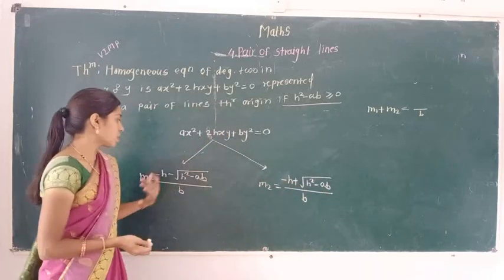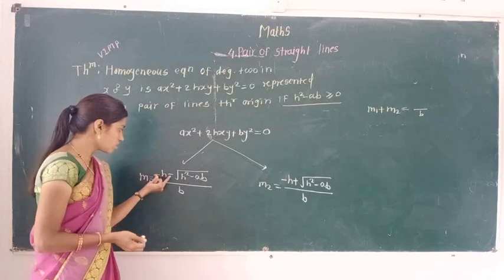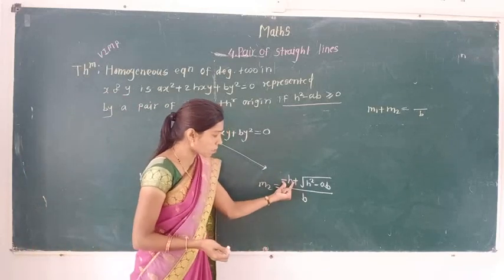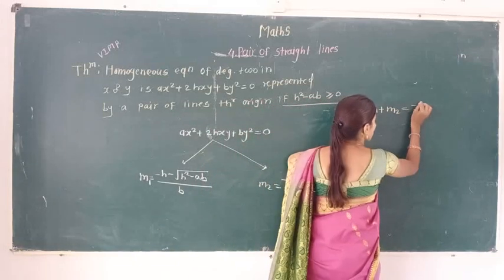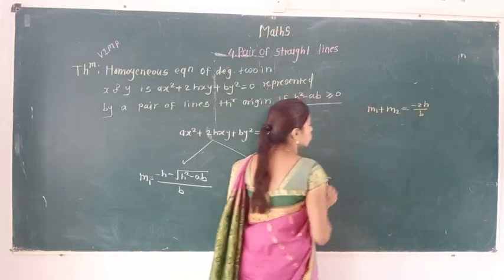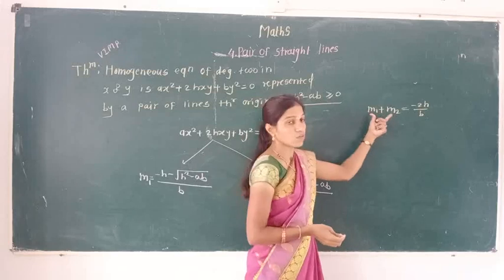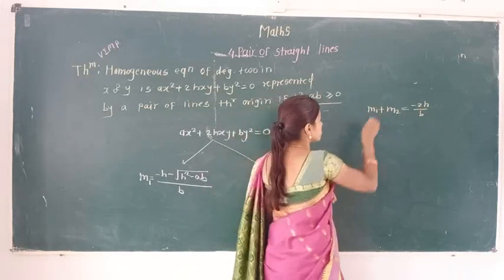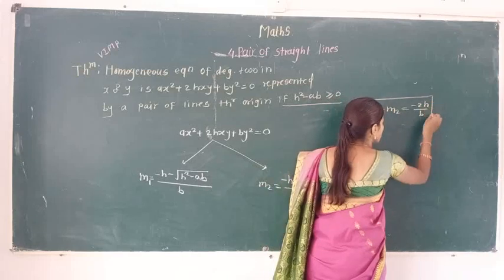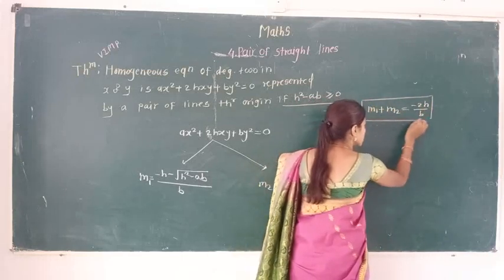These two terms get cancelled. See here, here is the minus h, here is also minus h. The sum of these two terms is minus 2h. Okay, now see, it is a very important result. The sum of slopes we get is minus 2h divided by b.